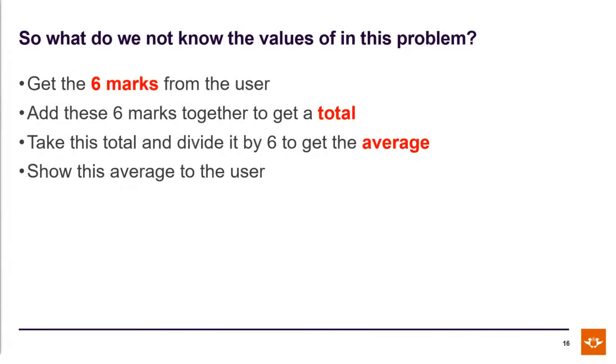So where are our variables in our algorithm here? Hint, hint, it's the parts that I break. Right? But does everyone understand why they break? So we get 6 marks from the user. Do we know what these marks are? No, we don't. Do we know how many we're going to need? Yes, we do. So what do?